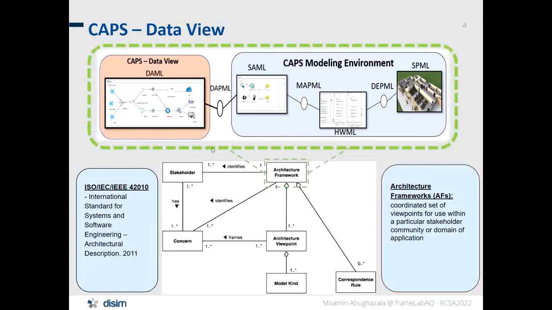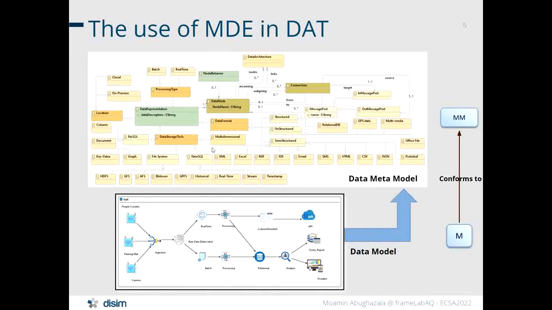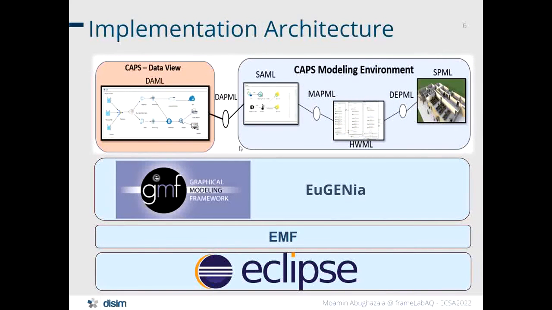That is built on a meta model that defines the modeling language in which the model can be described. Our data modeling conforms to the meta model. We used the Eclipse Modeling Framework, which contains EMF core that includes a meta model for describing the model, and the GMF framework that provides a generative component and runtime infrastructure for developing graphical editors based on EMF. Eugenia is a tool that simplifies the development of GMF-based graphical model editors.